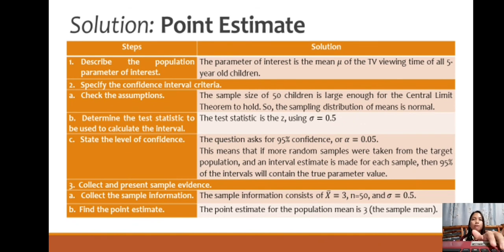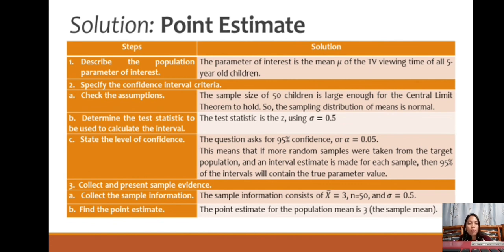First is the point estimate. We have 4 steps in computing the interval estimate. For step number 1, we need to describe the population parameter of interest. Second, we need to specify the confidence interval criteria. Step number 3, collect and present the sample evidence. And for step number 4, we need to determine the confidence interval. In determining the confidence interval, we need to determine the coefficient, next is the margin of error, next is the lower and the upper confidence limit. And lastly, we need to describe and interpret the result.